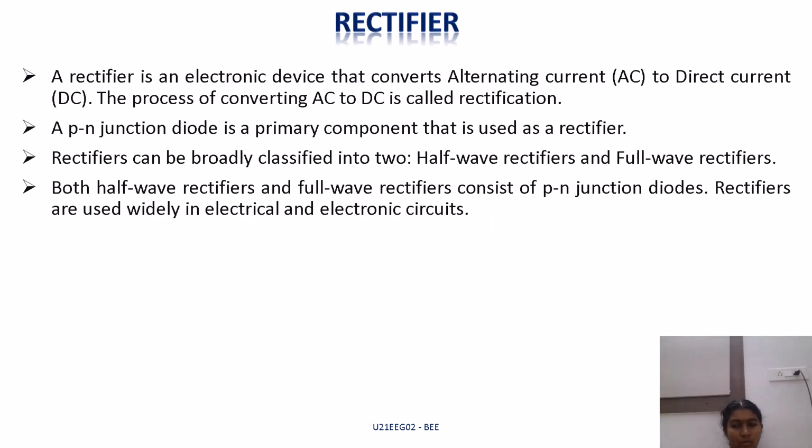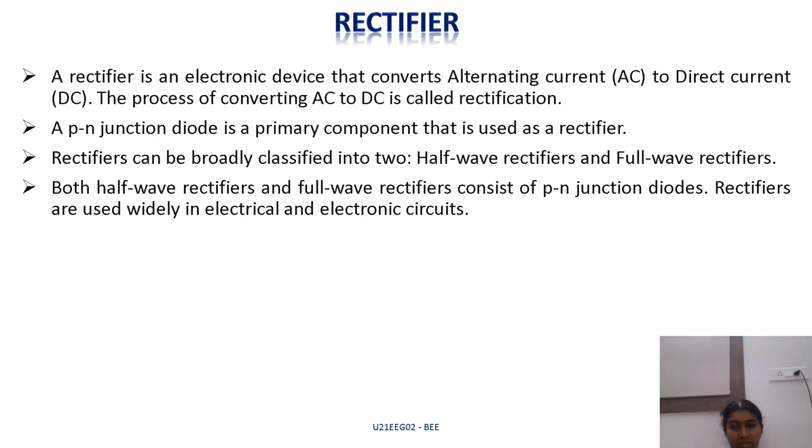First of all, what do you mean by rectifier? It is an electronic device that converts AC into DC. That is, it is converting alternating current into direct current. The process of converting AC to DC is called rectification. So a PN junction diode is a primary component that is used as a rectifier.